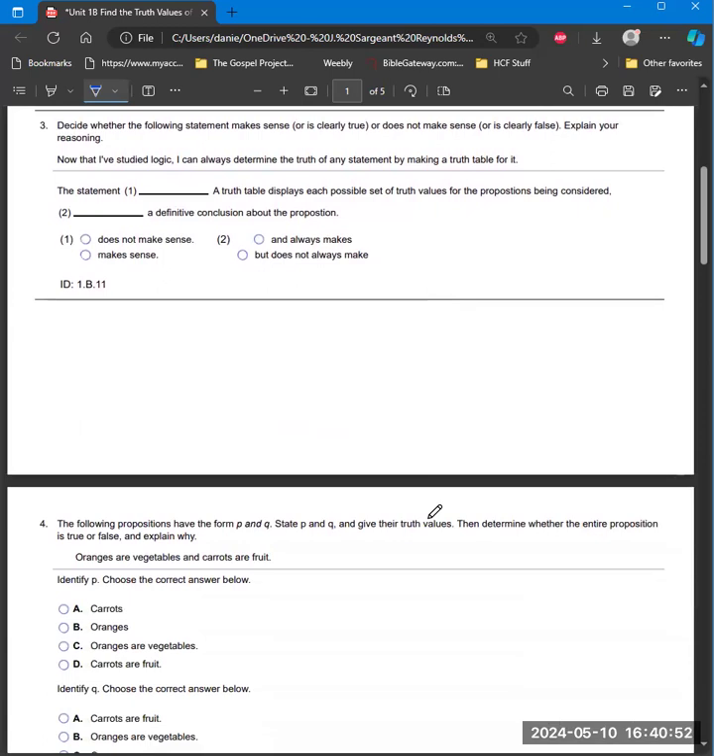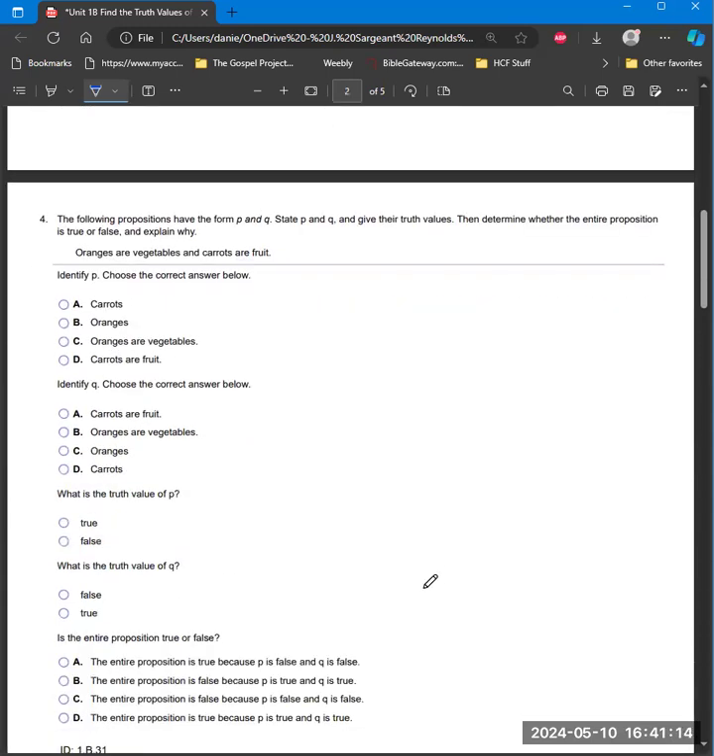Now that I've studied logic, I can always determine the truth of any statement by making a truth table for it. That does not make sense, unfortunately. The truth table displays each possible set of truth values for the proposition being considered, but does not always make a definitive conclusion about the proposition.